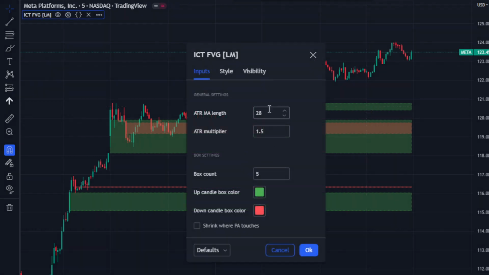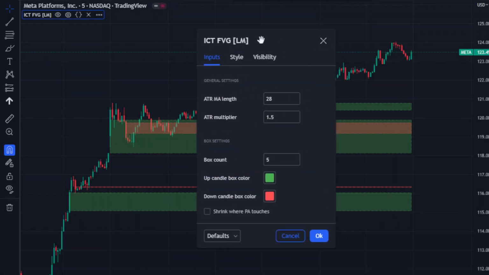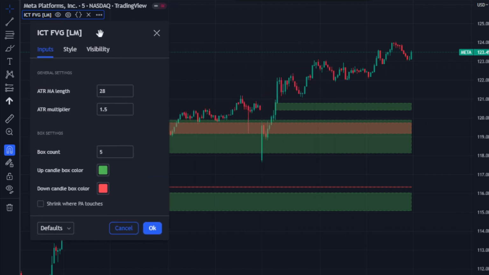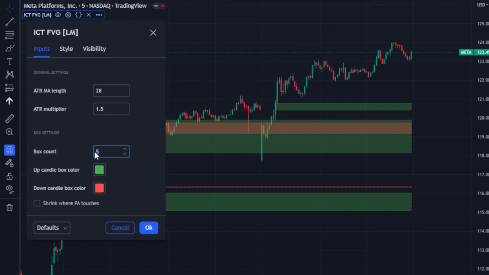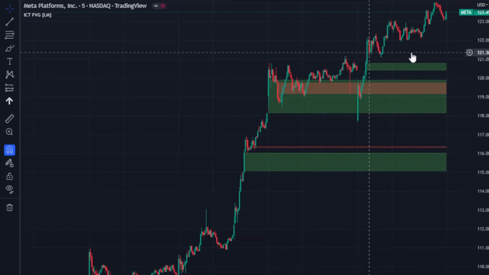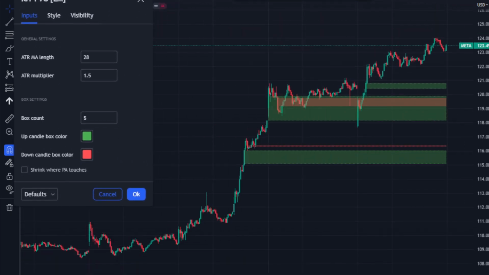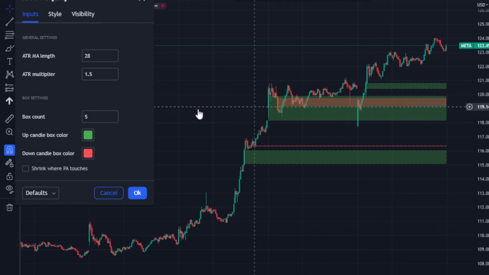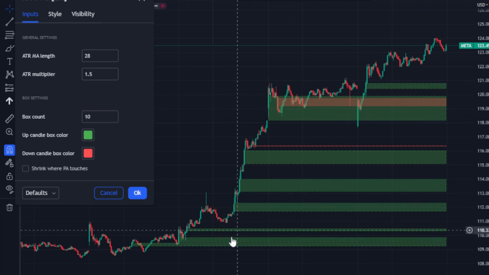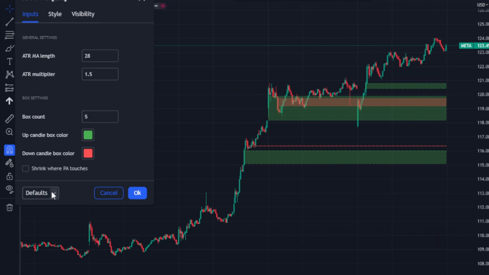We leave it by default, but in its configuration we can see that where it says box count, we can modify this number. This helps us to know the last gaps that the market has had. In this case it says 5, so it will show us the last 5 fair value gaps that the market has had. If we modify it to 10, it will show us the last 10 gaps, as I am showing you. This will depend on how you want to create your strategy, and how you like it. In this video we leave it on default because that's how it works well.